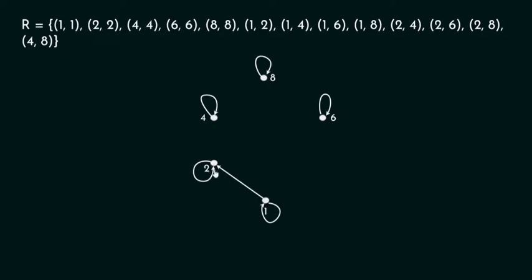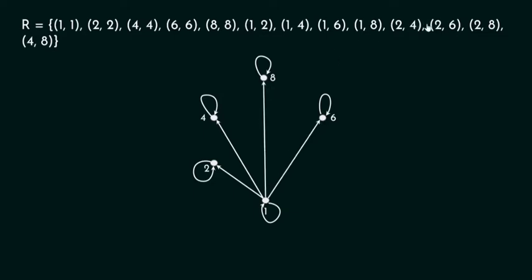Now, we must draw an edge from 1 to 4. So let's draw an edge from 1 to 4. Okay, this is how it looks. And the arrow must point to vertex 4. Apart from this, we must draw an edge from 1 to 6 and 1 to 8.